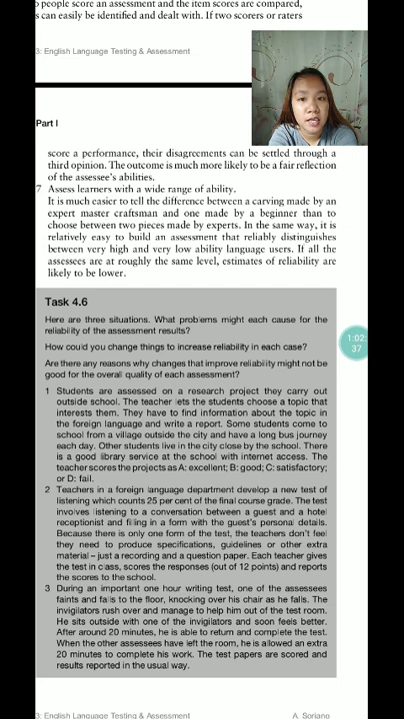And number seven is assess learners with a wide range of ability. It is much easier to tell the difference between a carving made by an expert master craftsman and one made by a beginner than to choose between two pieces made by experts. In the same way, it is relatively easy to build an assessment that reliably distinguishes between very high and very low ability language users, but harder if all the assessees are at roughly the same level. Estimates of reliability are likely to be lower.